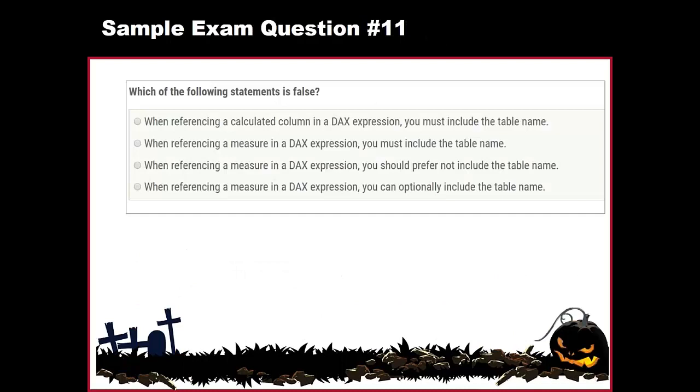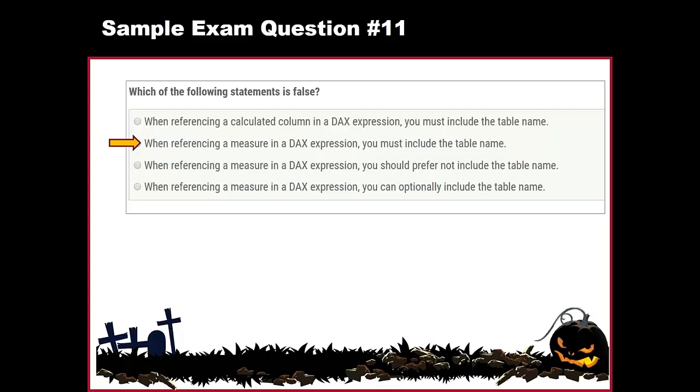Now, let's go through a couple questions about what we just talked about. Okay, which of the following statements is false? When referencing a calculated column in a DAX expression, you must include the table name. That's true. So column names are scoped within a table. So the name is the table name, and then within the square brackets, the column name. Next one, when referencing a measure in a DAX expression, you must include the table name. And that's actually the false one inside here. So when you reference a measure, you have the option of including the table name or leaving it out.